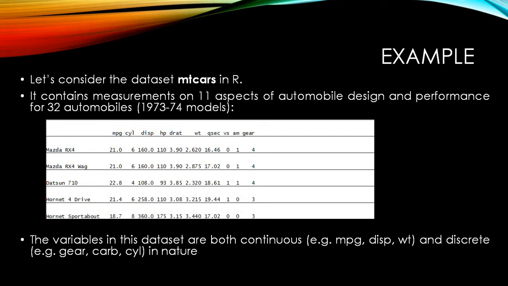Now, it contains measurements of 11 aspects of automobile design and performance of 32 automobiles. Okay, so I have 11 aspects, so I have 11 variables. And how many models do I have? That is 32. So I'll have 32 rows and 11 columns. So these are the models, then you can see these are the variables.